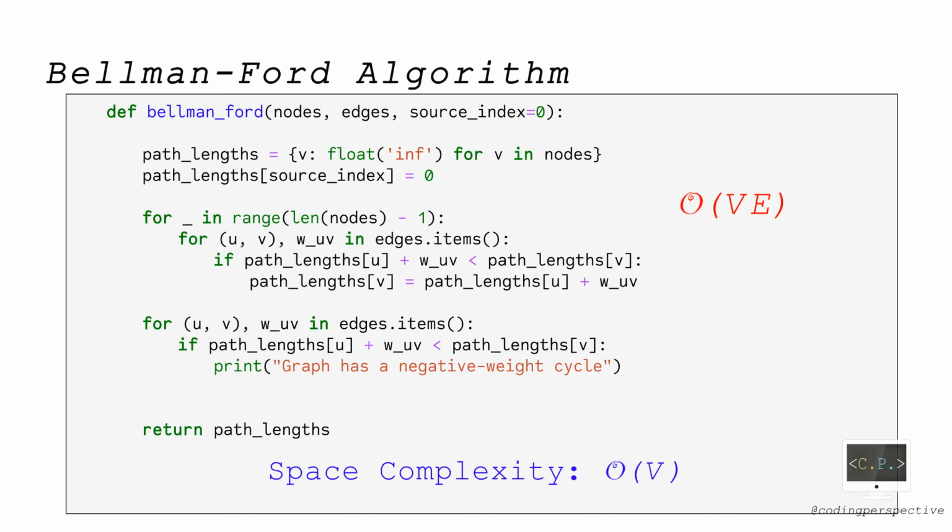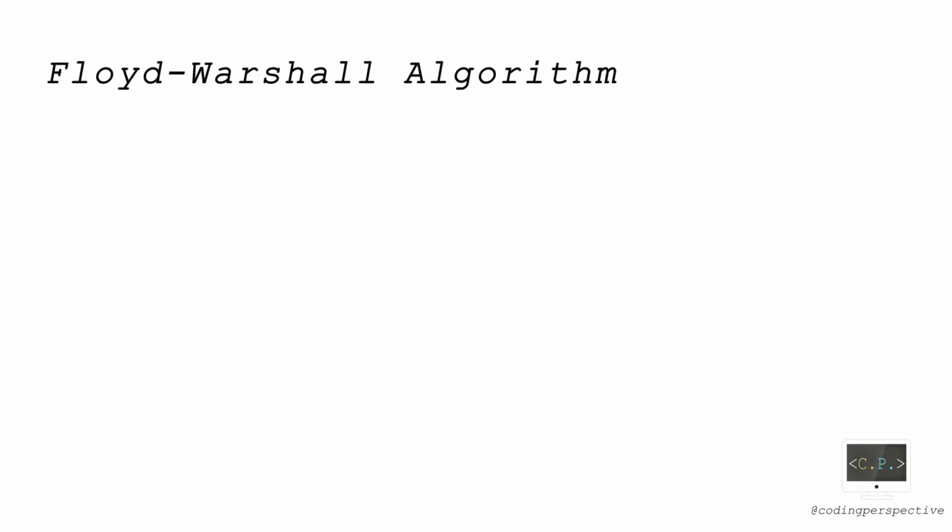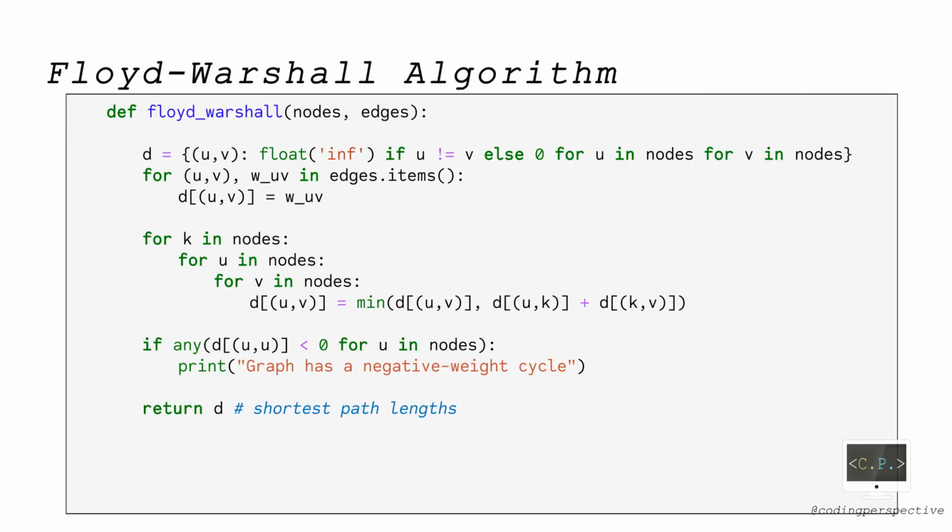Again, as in Dijkstra's algorithm, we just need a space of v, as we need to store the shortest path length for each node. Lastly, let's take a look at the Floyd-Warshall algorithm. If you want to learn more about the implementation of this algorithm, I recommend you watch the fourth video of this video series by clicking the link above. Here is its Python code.